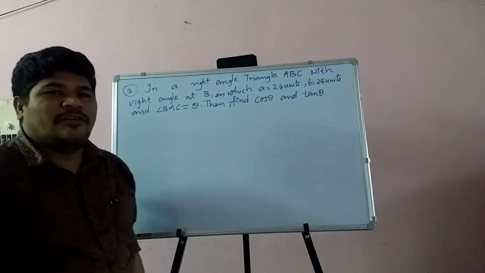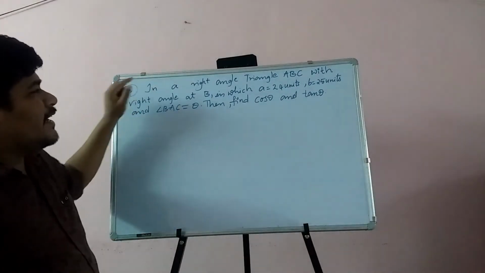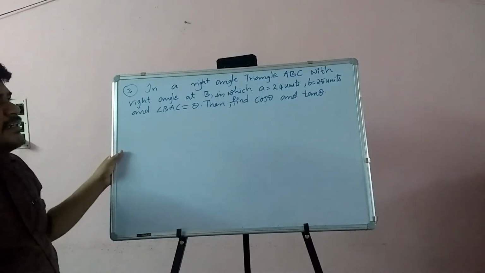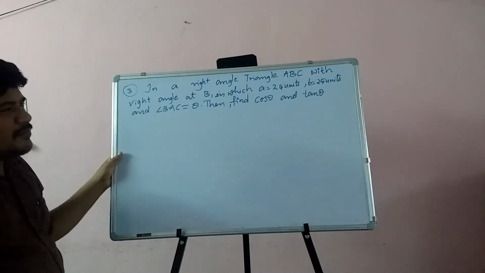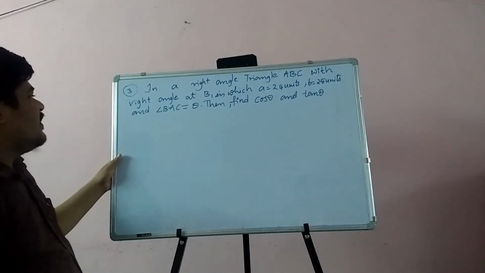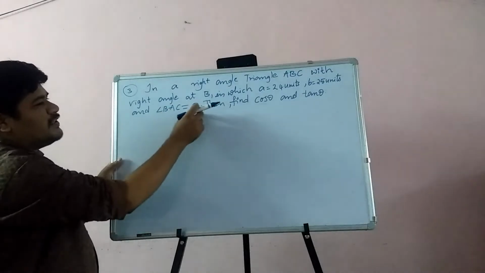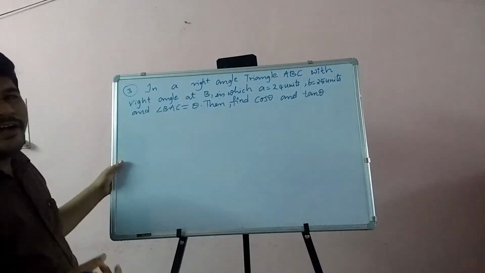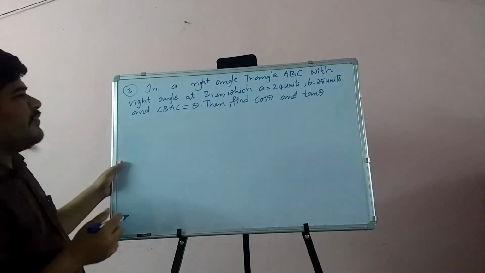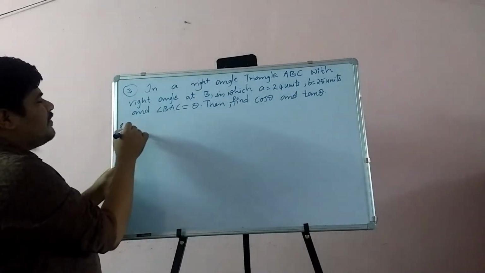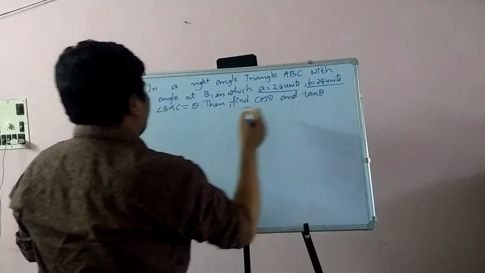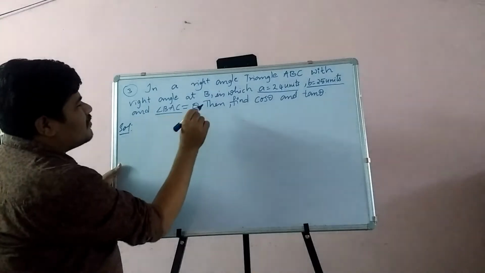Children, now look at the third problem. In a right angle triangle ABC with the right angle at B, in which small a is equal to 24 units, small b is equal to 25 units, and angle BAC is equal to theta, then find the cos theta and tan theta. This is the question. So now children, focus on the given data. Small a is equal to 24 units, small b is equal to 25 units, and angle BAC is equal to theta.